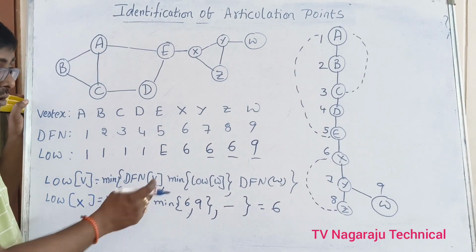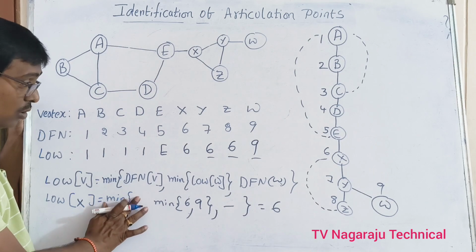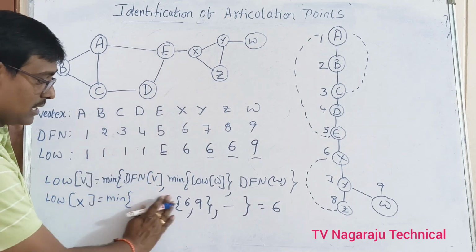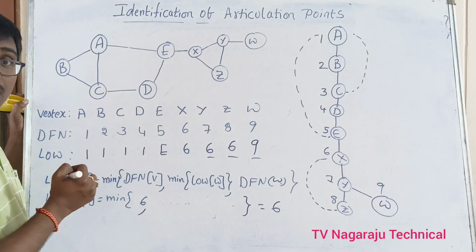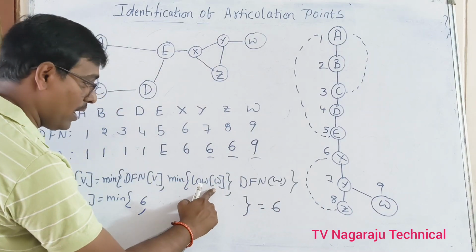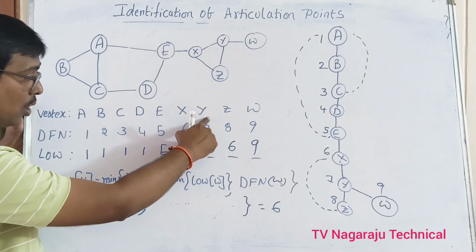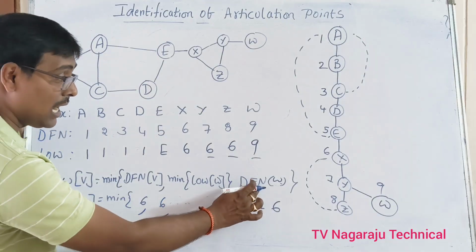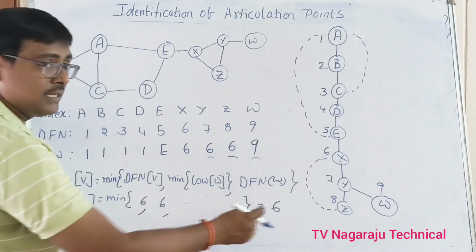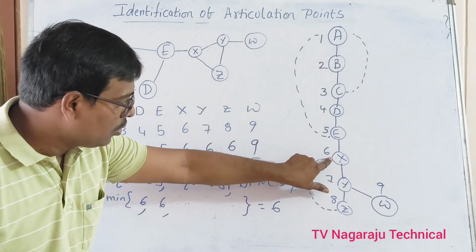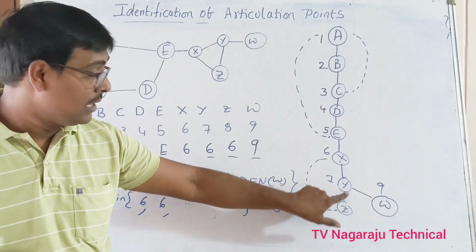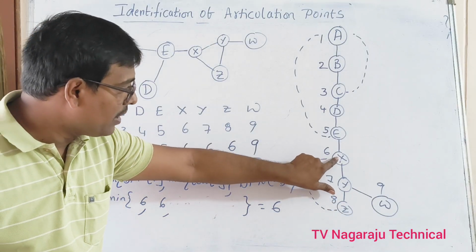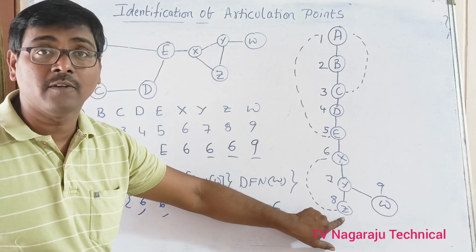Low of X is equal to the minimum of DFN of X, that is 6, comma, the child. What is the child of X? Y. Low of Y is equal to 6, comma. Any back edge from X? Again, remember, here there is no need to write this one. Even though you write it, no problem. Why? Because DFN of X is always less than DFN of Z.